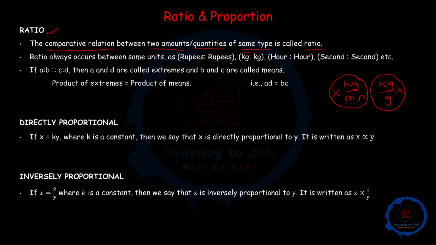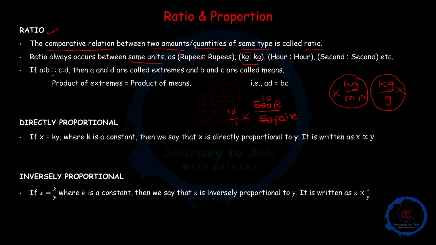Basically this is a comparison between two quantities of the same type. Ratio always occurs between the same units. Suppose 500 rupees and 50 paise. You cannot tell this is a 10 by 1 ratio. This is absolutely wrong. Likewise, kg and kg you can compare, but kg and gram you cannot compare. Hour and minute you cannot compare. Second and second you can compare, but second and minute, second and hour you cannot compare. Okay, so this is what it means.